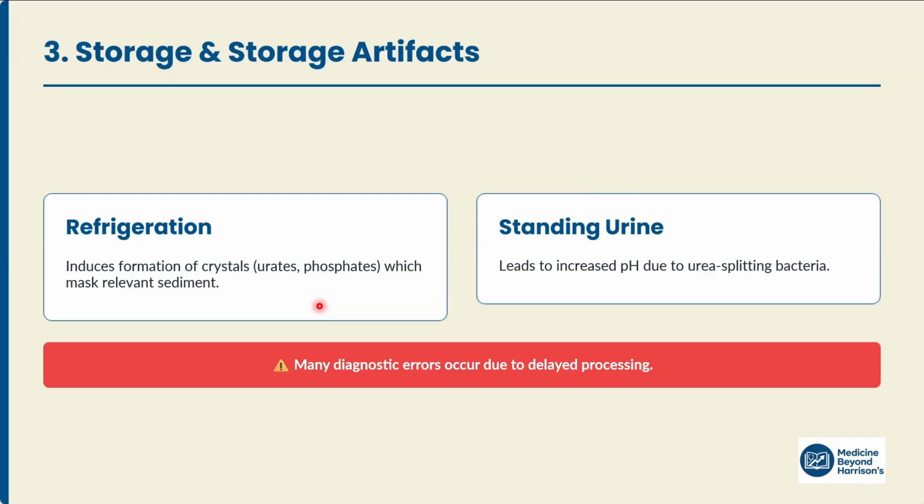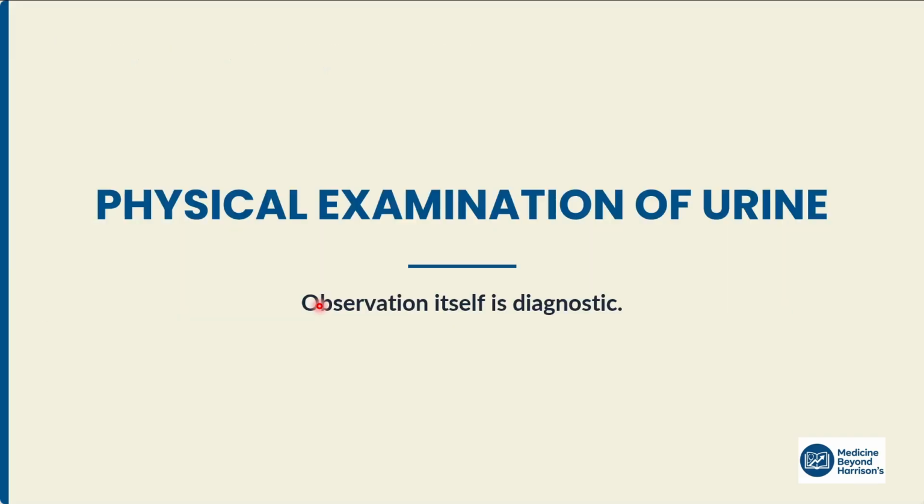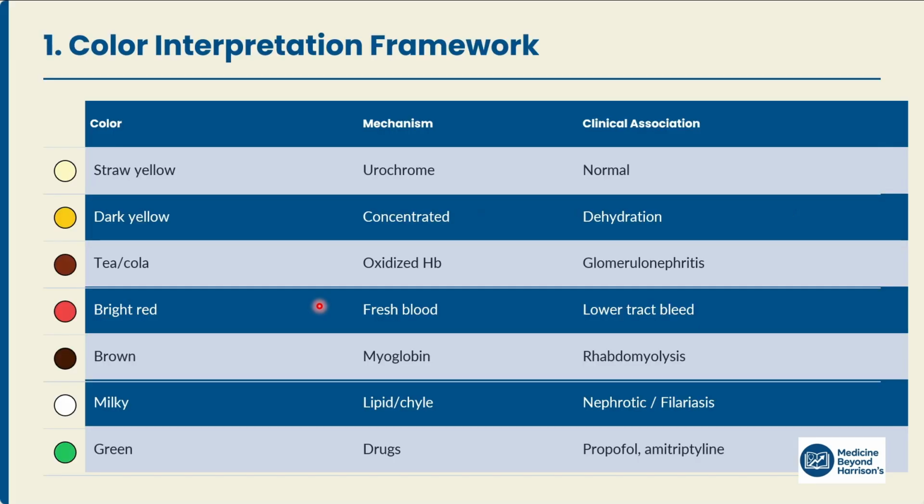Now let's get into the analysis part. In physical examination, observation itself is diagnostic in most aspects. Nowadays, most people are not looking at the color of the urine that the person is passing. When the patient is in the ward on a Foley catheter, looking at the urine bag gives a lot of information about the renal function of that patient.